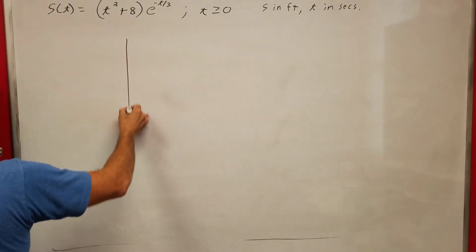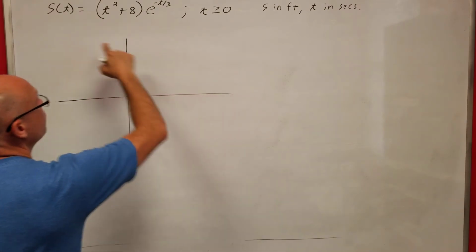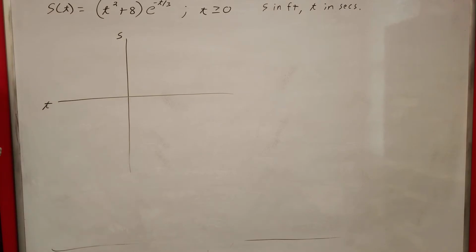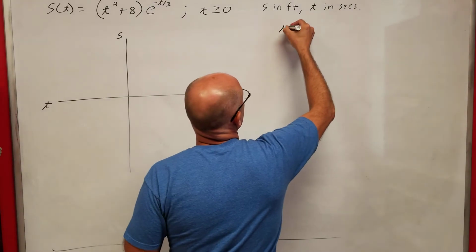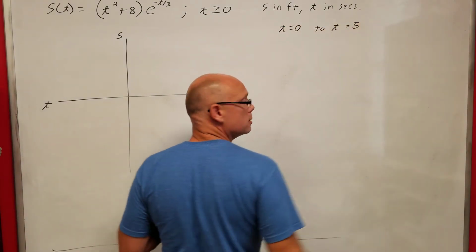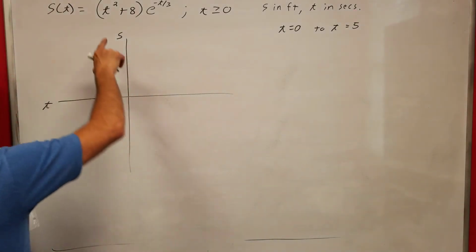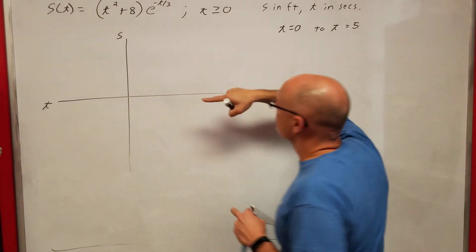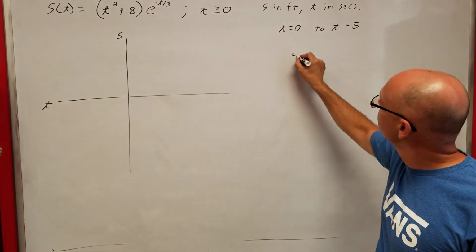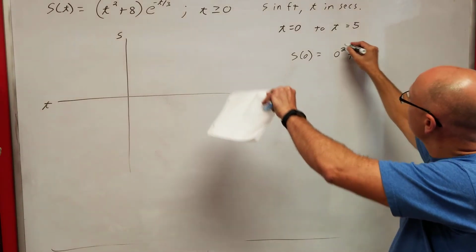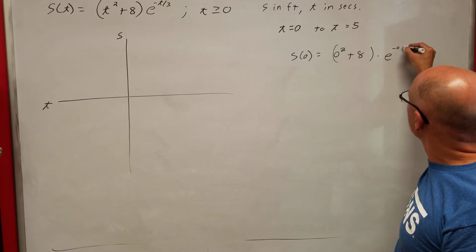So what happens here? If I think about the graph of my position function, here's S, here's T. Well, where do I start? From T equals 0 to T equals, what did we say, 5 seconds? So we start by plugging 0 into my position function to find out where I'm at position-wise at time 0. So S of 0 is equal to 0 squared plus 8 times e to the negative 0 over 3.